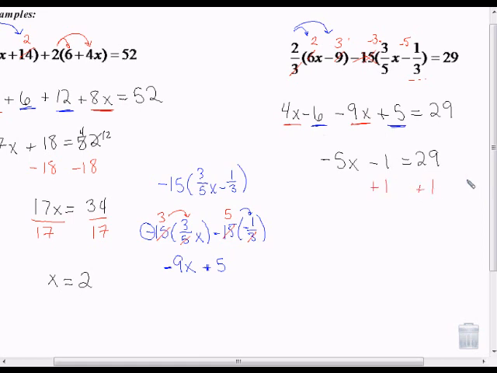I have to add 1 to both sides. And I get negative 5x equals 30. Divide by negative 5. And x equals negative 6.